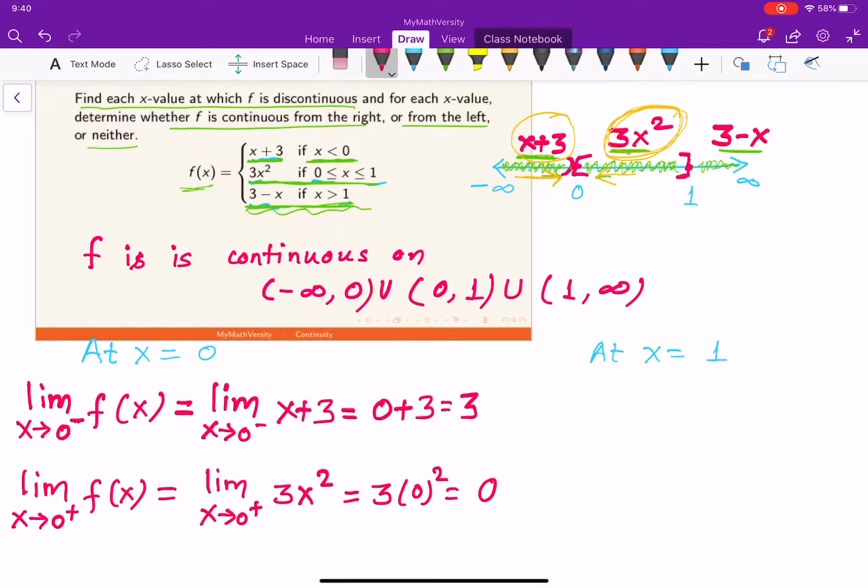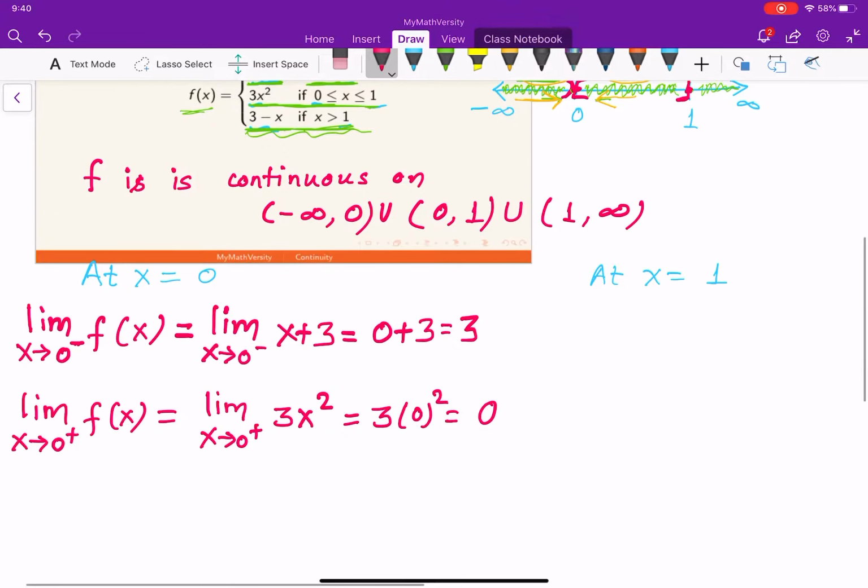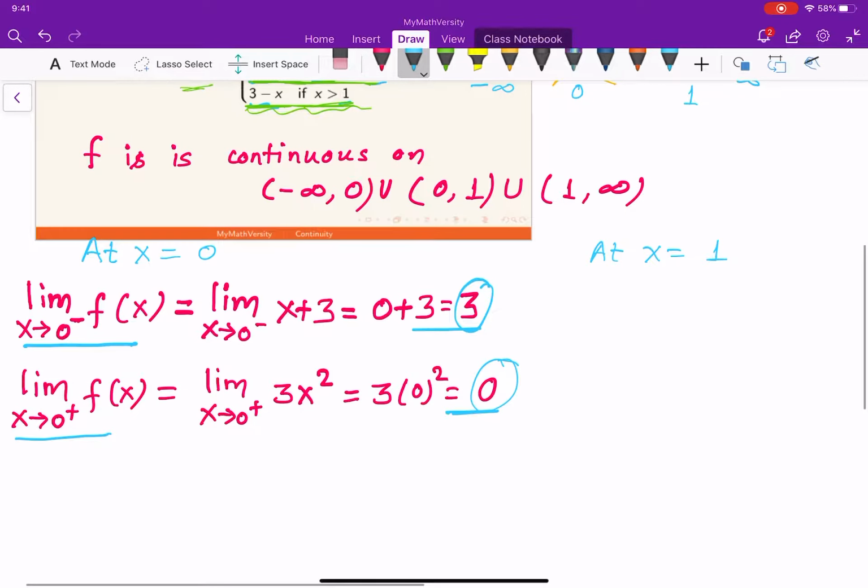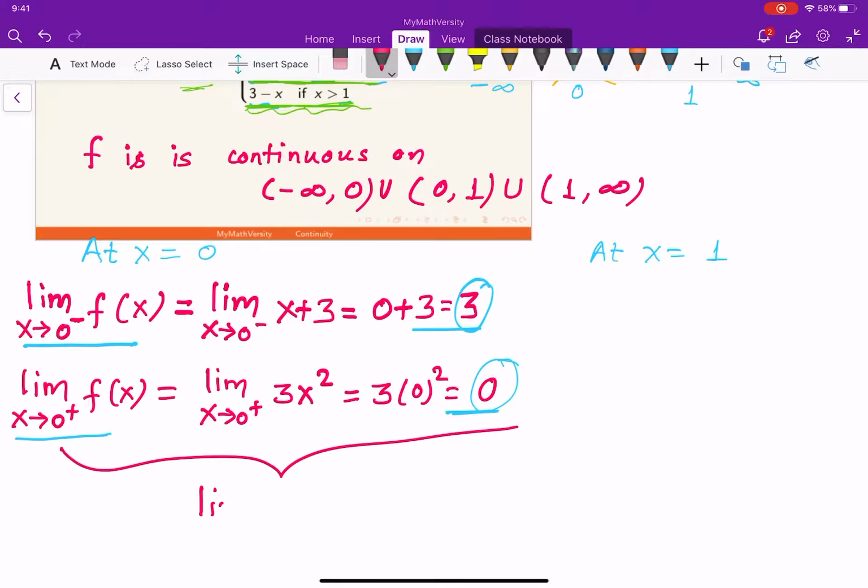This gives us the value 0. Wow, okay. The left side limit of this function that we have obtained is 3. The right side limit at 0 that we have obtained is 0. So they are not the same, right? 3 is not equal to 0. So what can we conclude based on this fact? The limit of the function at 0 does not exist.